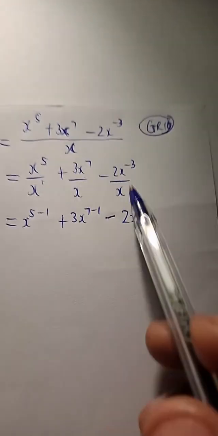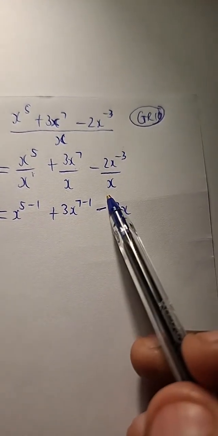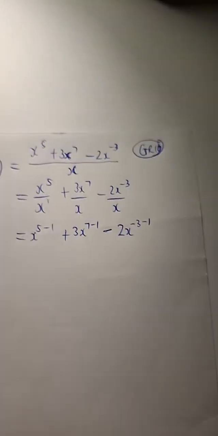Okay, we have x to the power negative 3 over x. So we have negative 3 minus 1. Do you see that, guys?